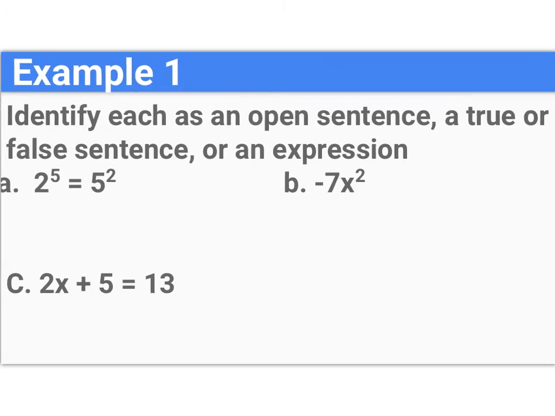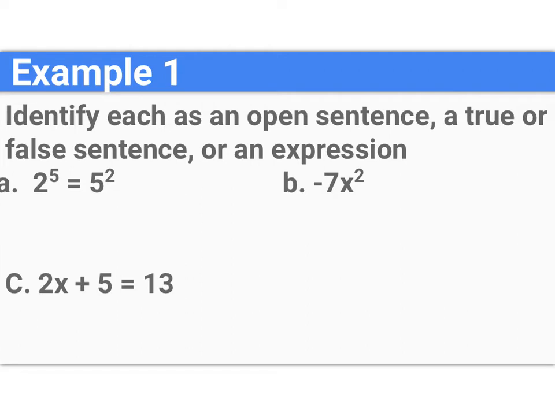So let us write it out. 2 times 2 times 2 times 2 times 2, which is 32, and 5 squared is 25. So this is closed, but it is false. Okay, so let's look at this next one. Negative 7x squared. All right, so that was from the last page: 32 equals 5 times 5, which is 25.